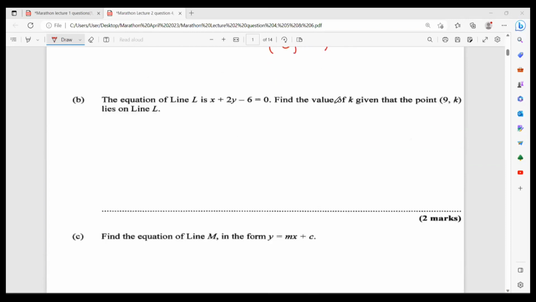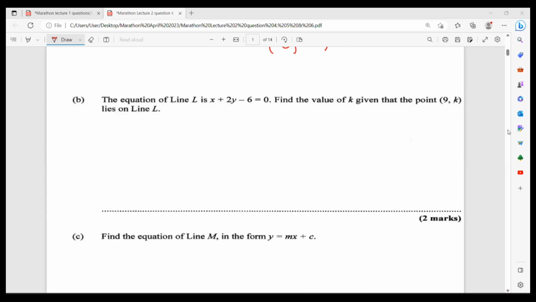So let's call the questions. The next question says here, the equation of the line L is x plus 2y minus 6 equals 0. Find the value of k given that the point 9, k lies on the line.